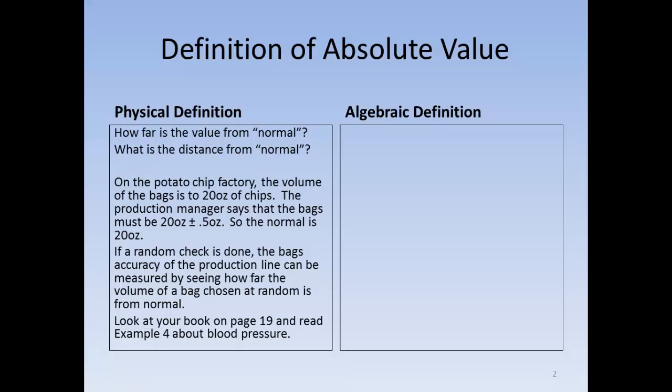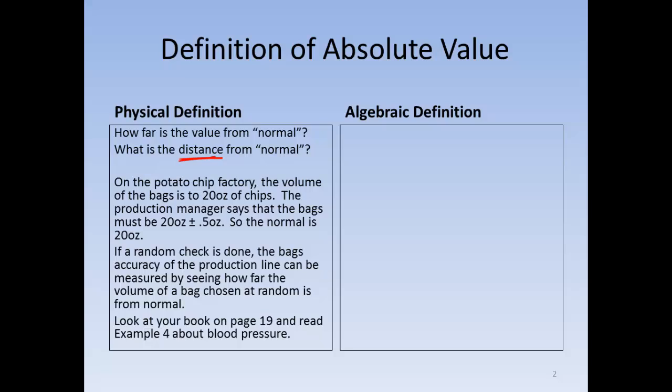So how far is a value from the normal? What we're looking for, what we want it to be. What is the distance from normal? Distance is exactly what absolute value is, the distance from zero. In this case, we're looking from the distance from a set number. So I'm going to give you an example.